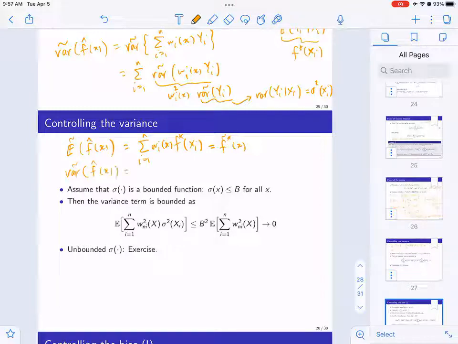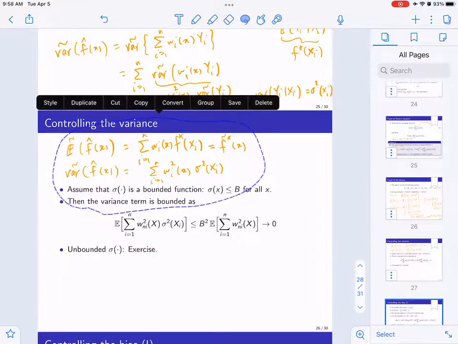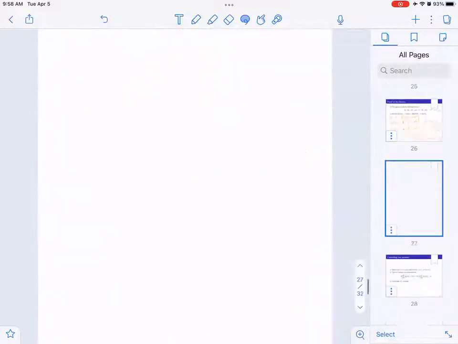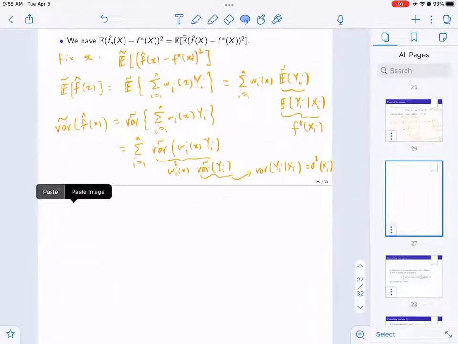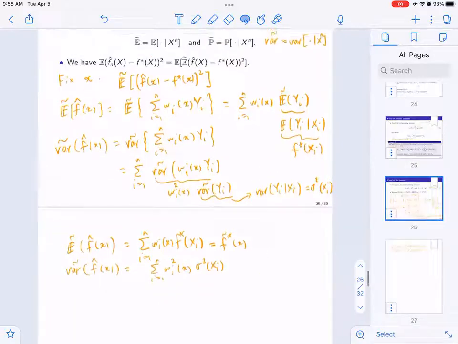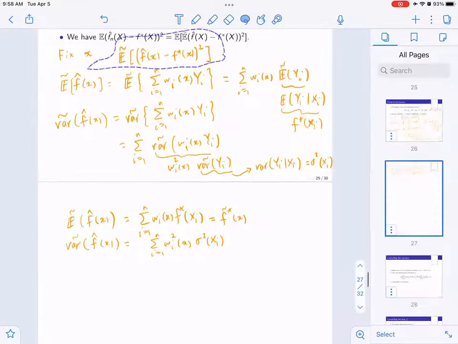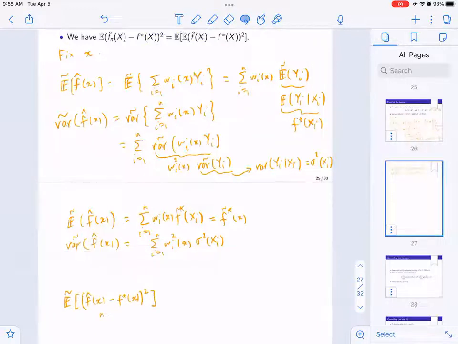Okay, and the variance tilde, what we showed is that this is just summation i from 1 to n, w_i squared of x, sigma squared of x_i. Okay, so maybe I should open a new page. So here, add a new page. Okay, that's the summary of what we did so far. I'm going to cut this here. So we computed the expectation and the variance.